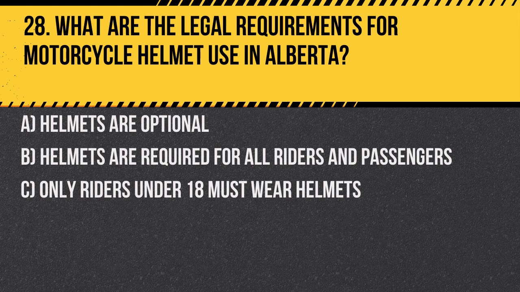Question 28. What are the legal requirements for motorcycle helmet use in Alberta? A. Helmets are optional. B. Helmets are required for all riders and passengers. C. Only riders under 18 must wear helmets.